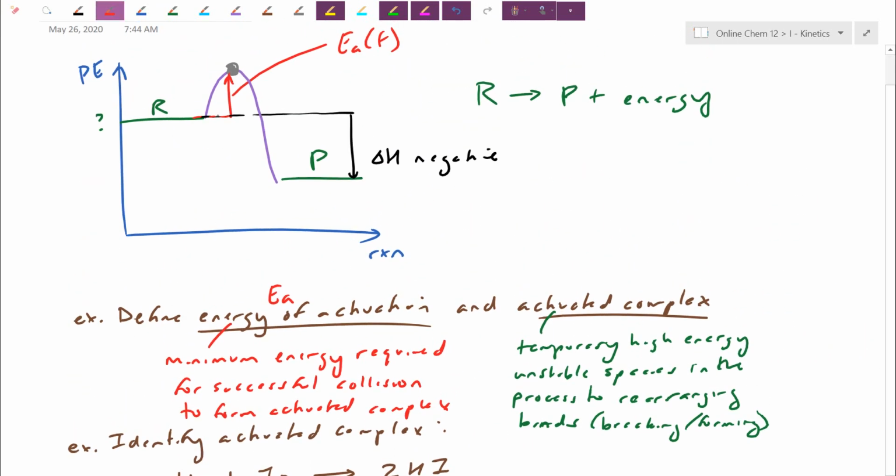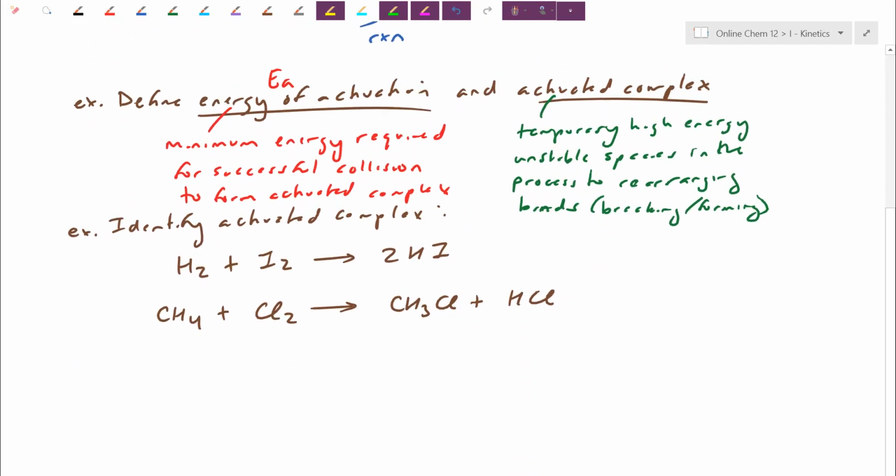Activation barrier is always from the bottom to the top. That's why it's always a positive number, whereas delta H, depending on whether it's endothermic or exothermic, is either positive or negative. What about identifying the activated complex?